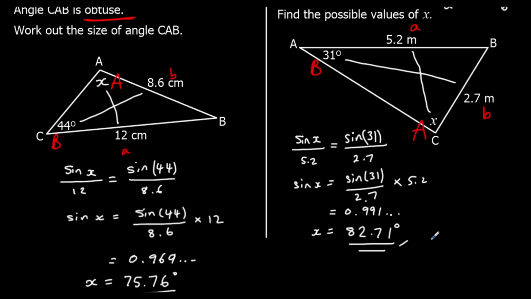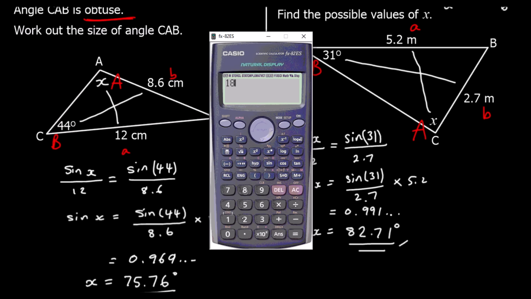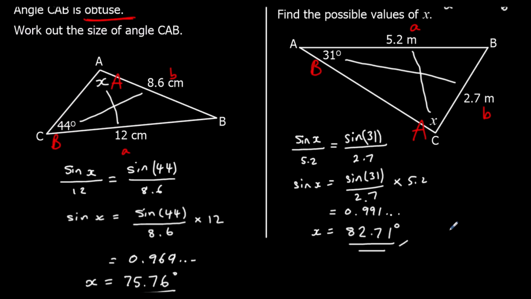That's the acute answer, but there's also an obtuse answer. So 180 take away the answer, and that's 97.29. So it could also be 97.29 degrees.